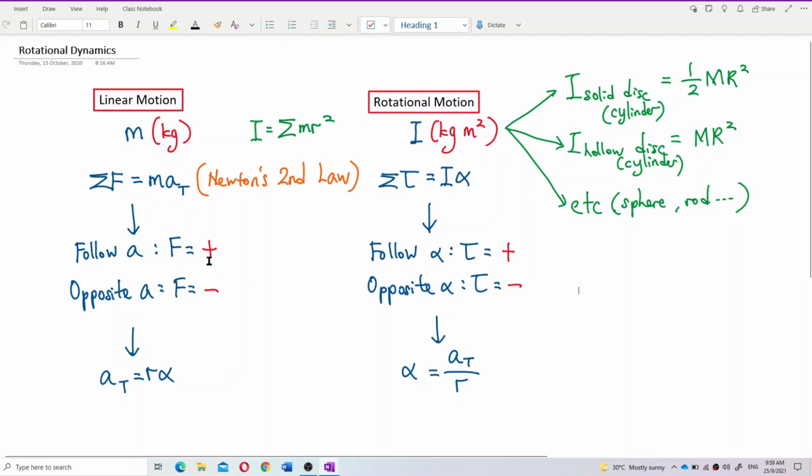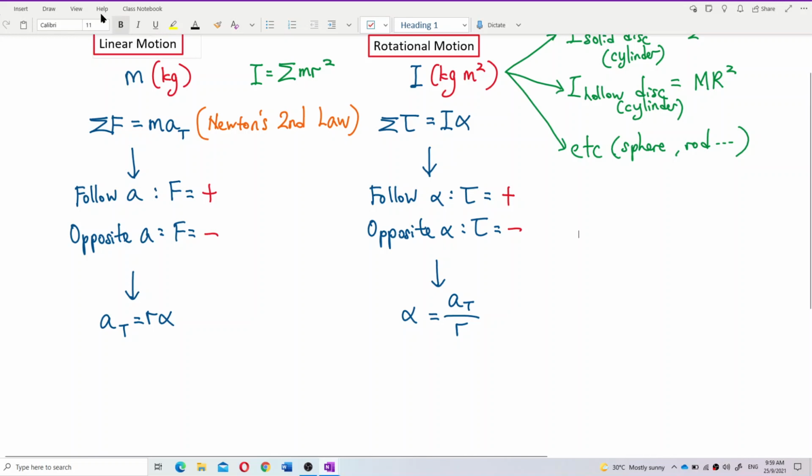And now I want to talk about the sign. In linear motion, we follow the acceleration. When the force follows the acceleration, then the force is positive. When the force is opposite the acceleration, the force is negative. In rotational motion, when the torque follows the angular acceleration, it is positive torque. When the torque is opposite the angular acceleration, it is negative torque.